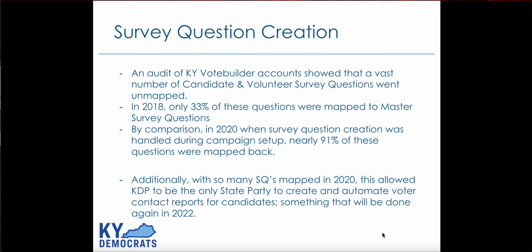For instance, if someone put one for their strong support ID, but another person just skipped the one and put support candidate, it would be really difficult to match those back because of the different naming. So having those standardized and mapped back to master survey questions allowed those reports to be created and automated much easier.